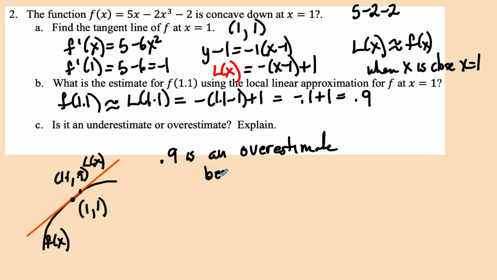because it is concave down. Concave down means the tangent lines are sitting above the function, not below.